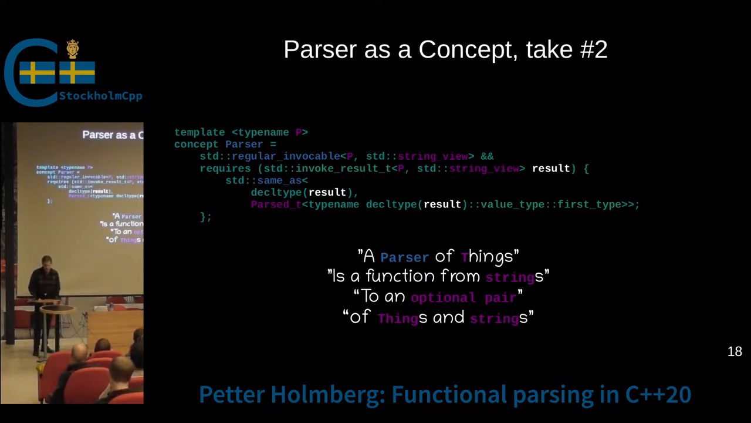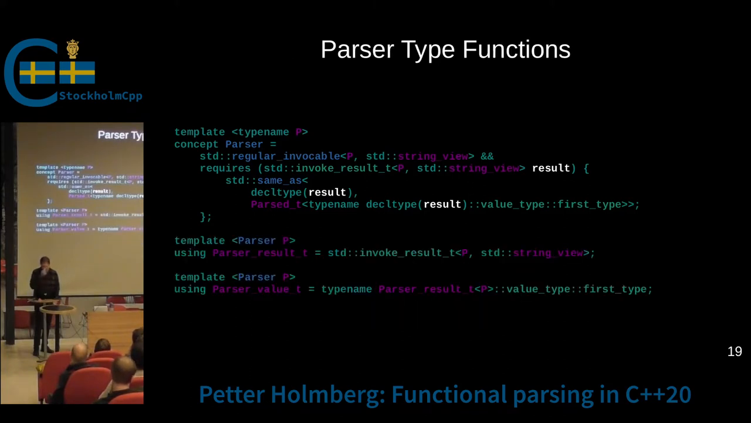Okay, so it's also helpful to define a few type functions. And type functions are just aliases again. The only difference from the type constructor alias is that this is referring to types that already exist. They are just related to the parser type. So we have the return type, so parser has a result type, which is just the shorter way of writing the return type or invoke result t. And they have a value type, which is the type of the parsed thing.